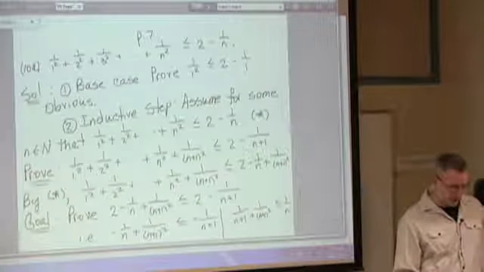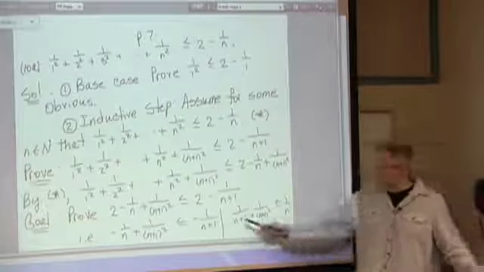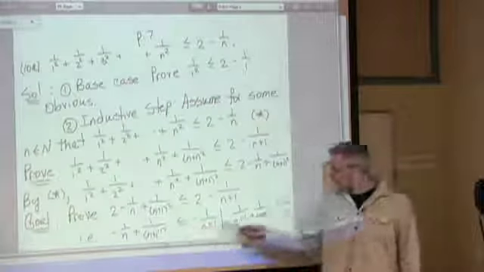Okay, sorry, this is getting really... But you see what I did? I just brought the 1 over n plus 1 over to this side. The 1 over n I brought over to the other side.